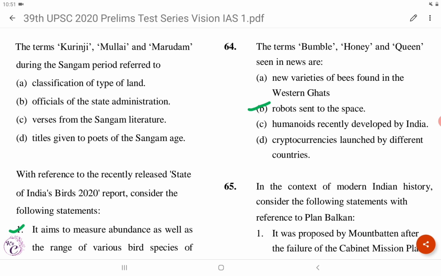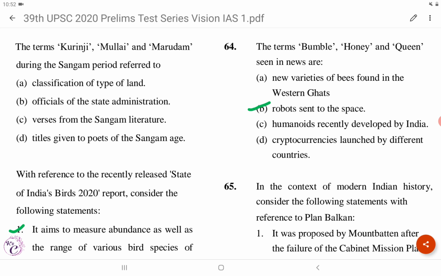Recently, on June 14, 2019, a robot named Bumble became the first Astrobee robot to fly under its own power in space. Bumble and a second Astrobee called Honey launched to the space station in April. A third robot named Queen launched in July. Hence option B is the correct answer.